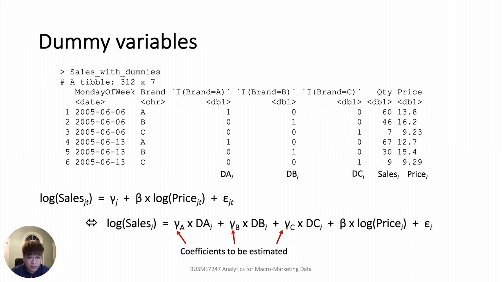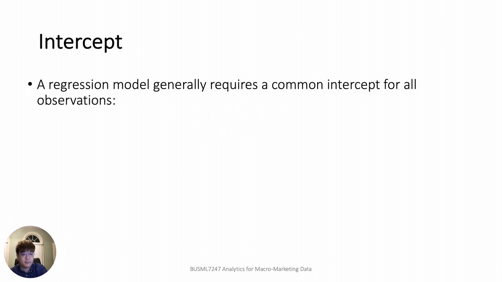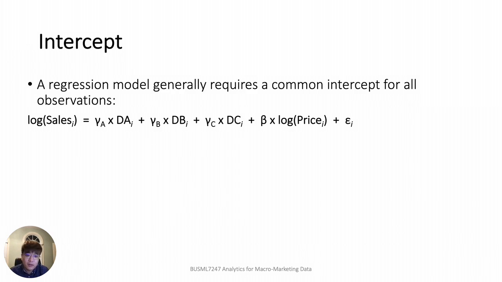Those gammas are the dummy variables' coefficients to be estimated. But we have one more step. A regression model generally requires a common intercept for all observations. So, just do the math. This is the fixed effect model on the unidimensional space.